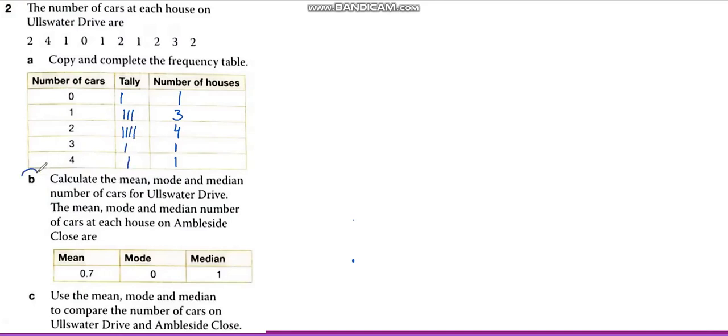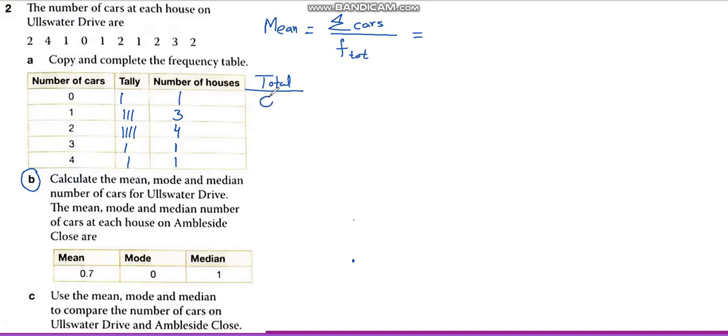Now in part B, they want us to calculate the mean, mode, and median number of cars for Ullswater Drive. So let's calculate the mean first. For the mean, first of all, I need to know the sum of cars, like how many total cars there are. And also, we will divide by the total frequency, which means the total number of houses containing these cars. So for the sum of the number of cars, first of all, we will find the total cars over here.